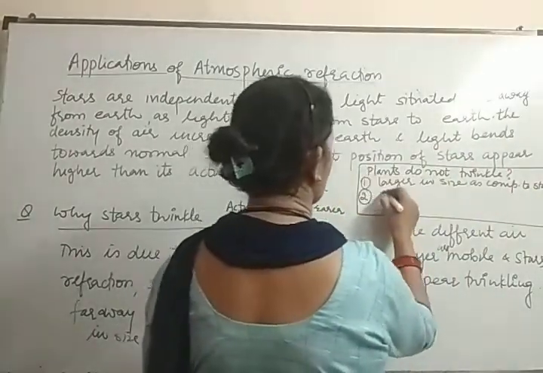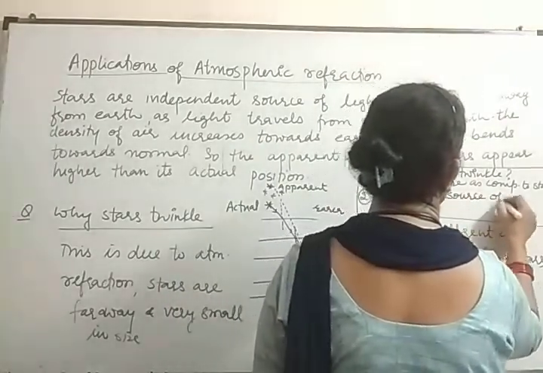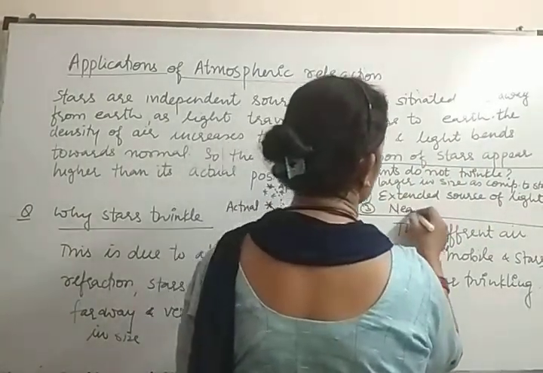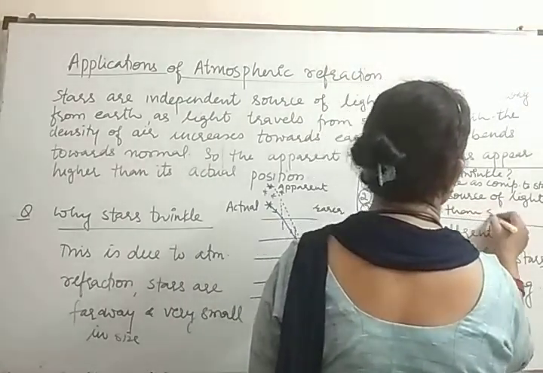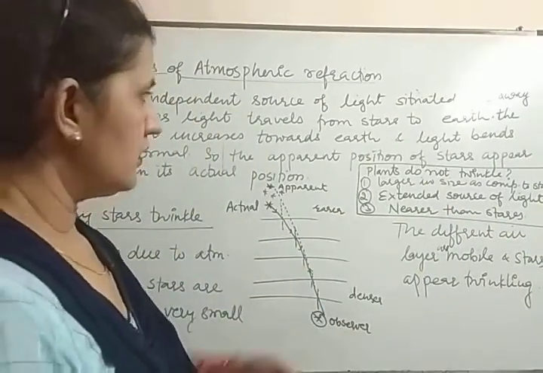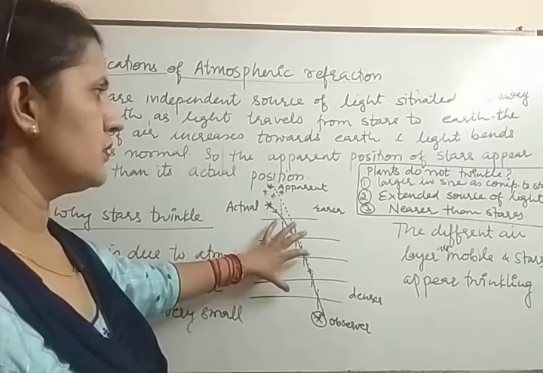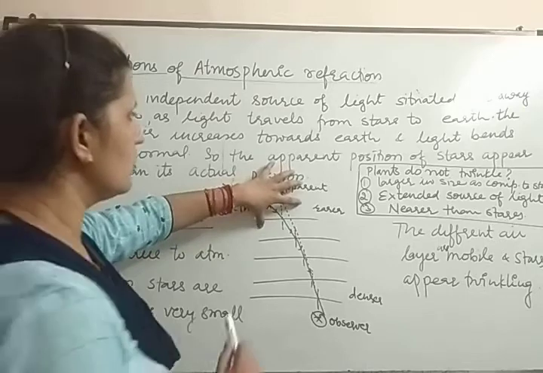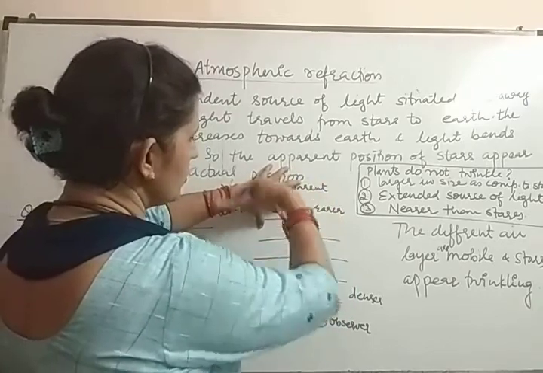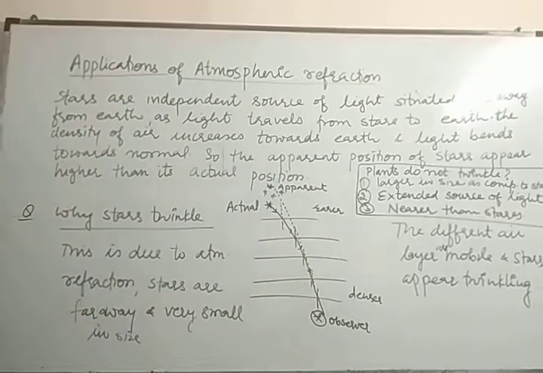Second, the extended source of light due to the large size. And third, its position: it is nearer than stars. So all these conditions make the planets not twinkle, because they are nearer, there are fewer layers in between them, and it is a very large extended source. Sometimes light emits from here, sometimes from here, and the apparent position according to these sources remains the same. That's why the planets do not twinkle.